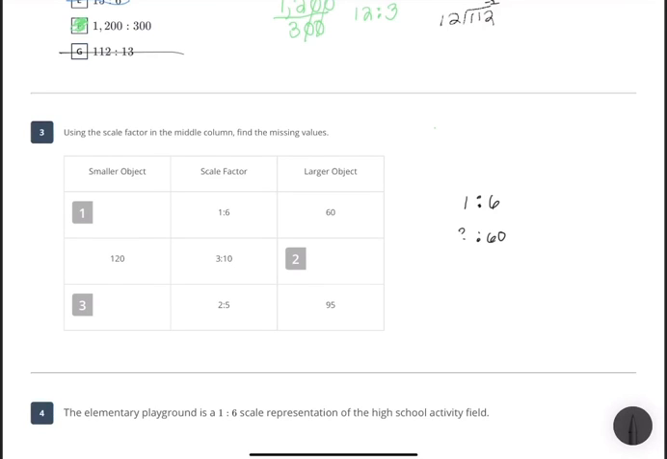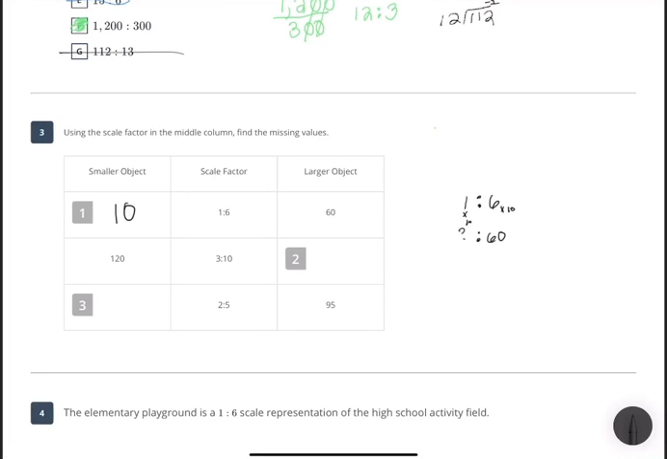What was 6 multiplied by to get to 60? If you guess 10, you are absolutely correct. And whatever you do to one side, you want to do to the other side. So for the first missing blank, the smaller object would be 10.